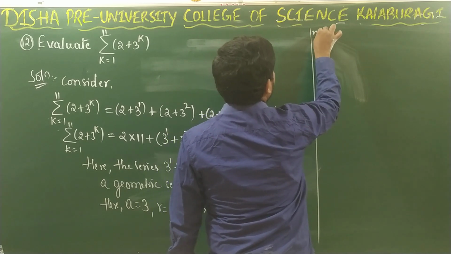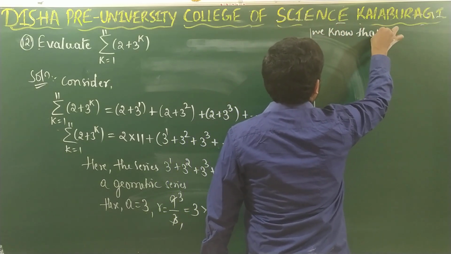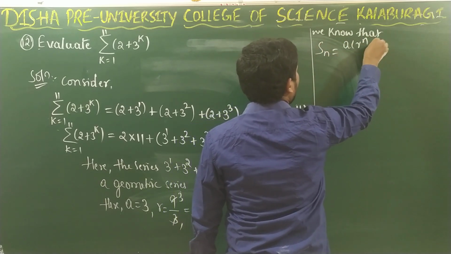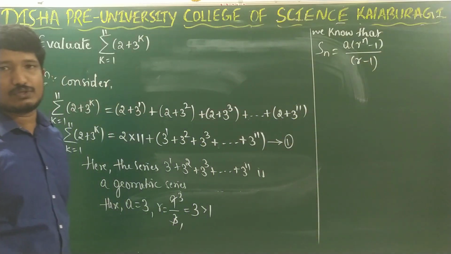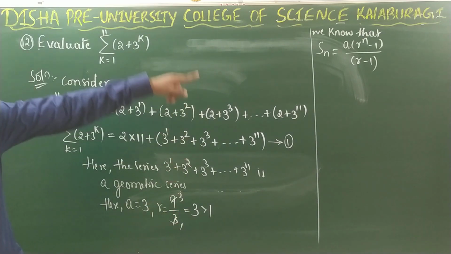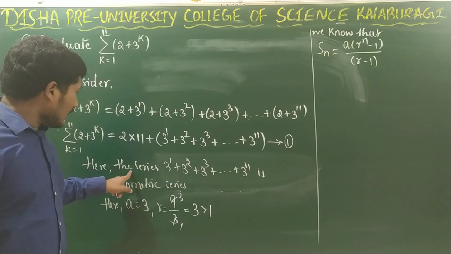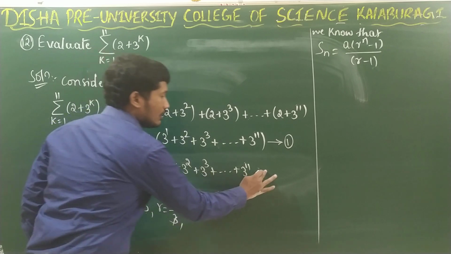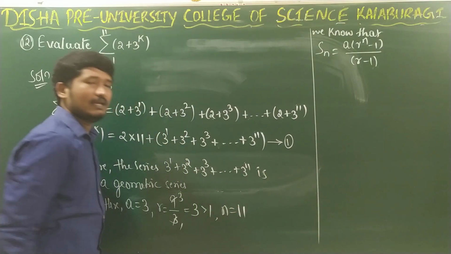We know that Sn is equal to A into R power n minus 1 divided by R minus 1. This is the formula we use. So we know the value for A, we know the value for R. Let us substitute in that. And see here, there are how many terms in the geometric series? There are 11 terms in the geometric series, right? So your value for n will also be 11.